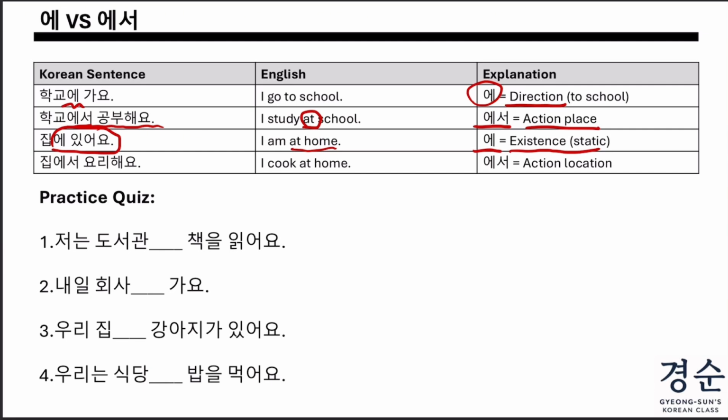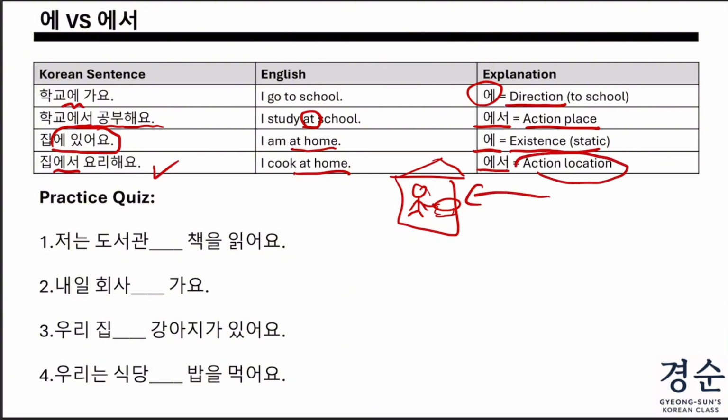Okay, you see, 집에서 요리해요. Okay, this is correct. Definitely, I cook at home. Why? Because at home, you are doing this action of cooking. You are doing this action of cooking at home. So, 에서, you are continuing your action. Okay?